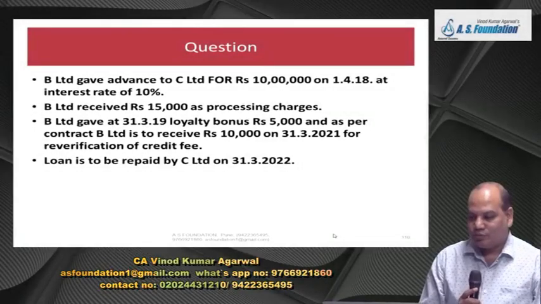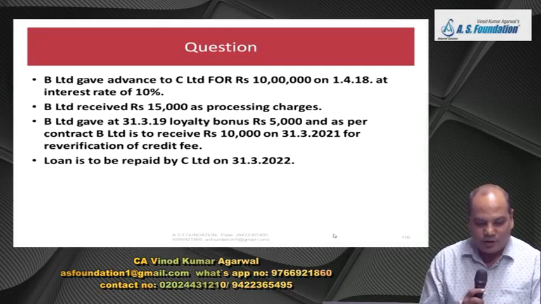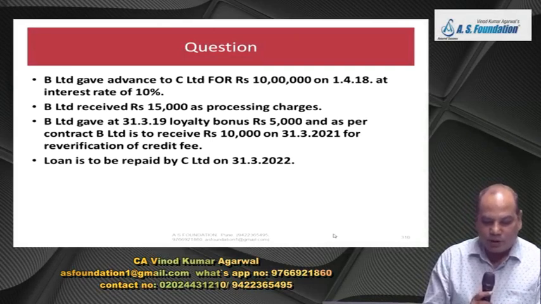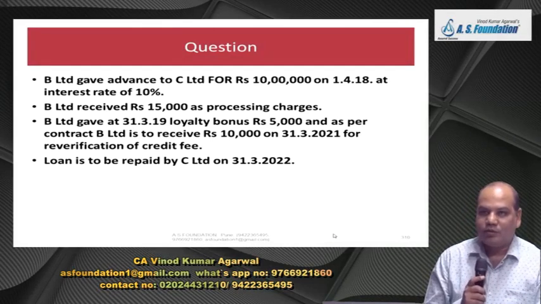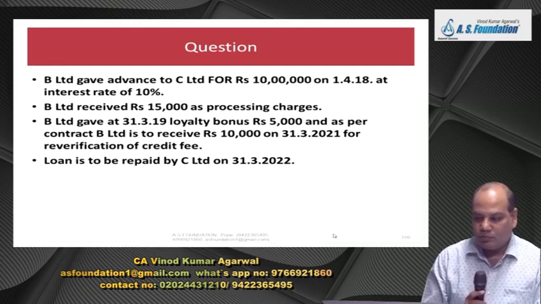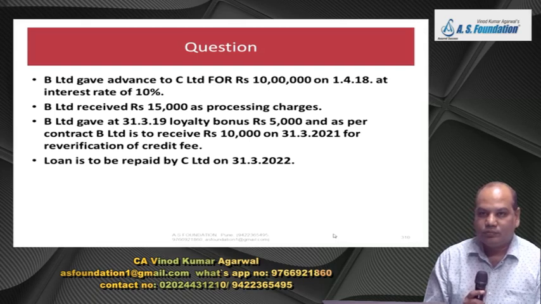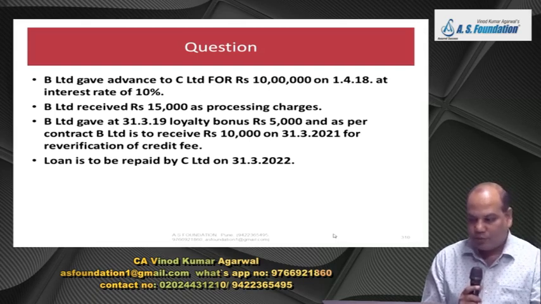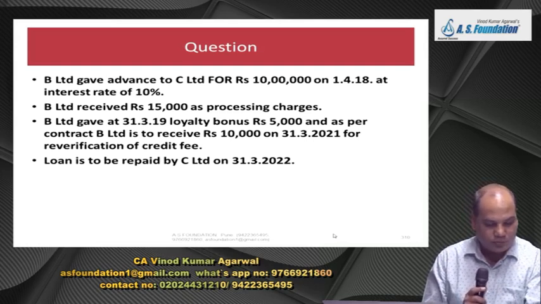Okay, please come to next question number 17. We'll add some more variable in this. B Limited gave advance to C Limited for rupees 10 lakh on 1/4/2018 at interest rate of 10%. B Limited received rupees 15,000 as processing charges.